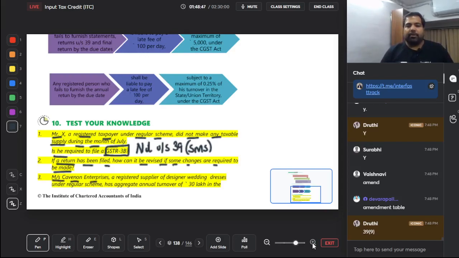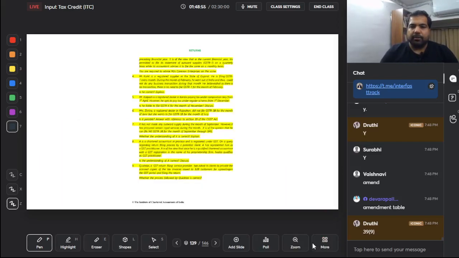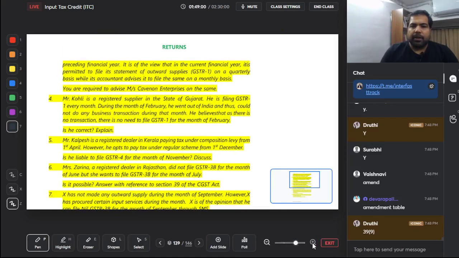Messrs. Cavanon Enterprises, a registered supplier of designing wedding dresses under the regular scheme, has aggregate turnover of 30 lakh in the financial year. It is of the view that in the current financial year, it is permitted to file its return of outward supplies on a quarterly basis, while its accountant advises it to file the same on a monthly basis. Guys, can they file quarterly return if their turnover last year was up to below 5 crores? Yes, they can.